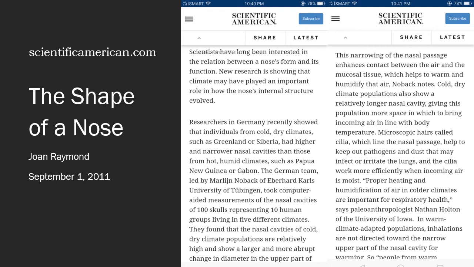Just as it says below, proper heating and humidification of air in colder climates are important for respiratory health.